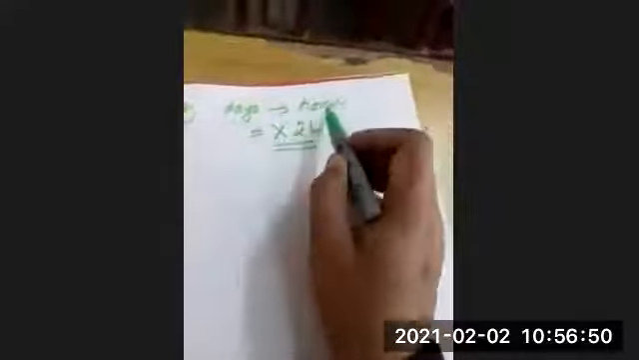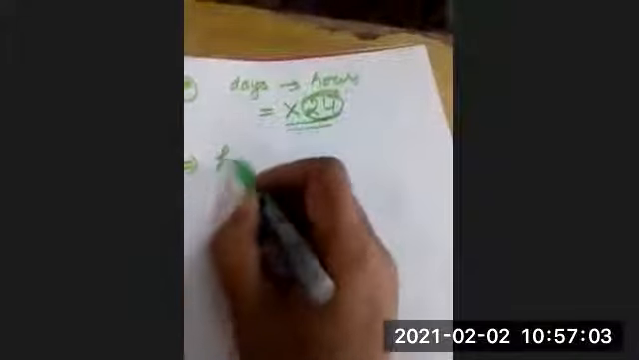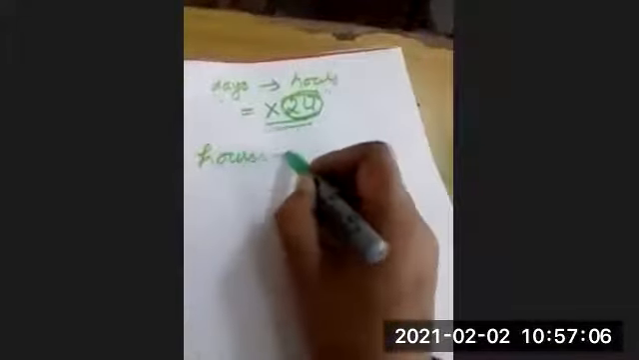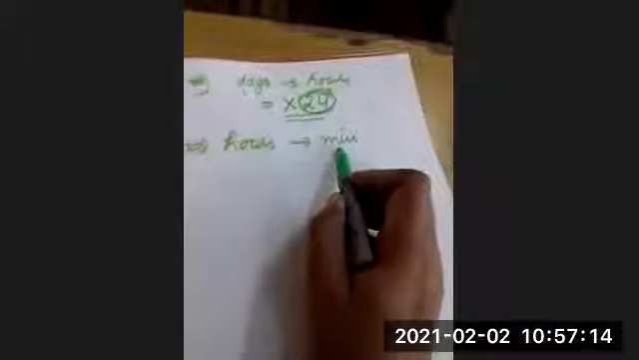The main points we will discuss today. First, convert days into hours. Yes, students. When we convert days into hours, we will multiply by 24. Next, convert hours into minutes. In 1 hour, we have 60 minutes. Yes, friends, when we convert hours into minutes, we will multiply by 60.